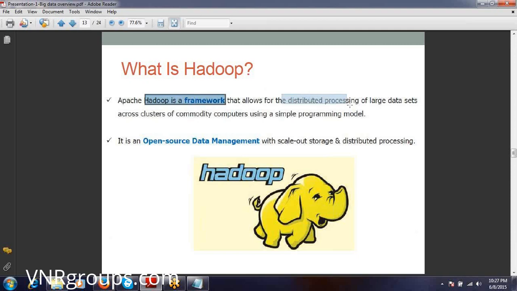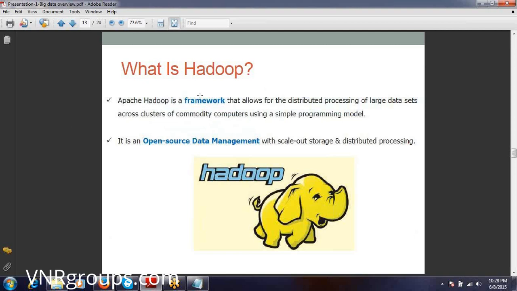And it allows for distributed processing. Distributed is nothing but we have already seen HDFS concept. Of large data set. As I told, Hadoop is mainly used for dealing with huge amount of data across clusters of commodity computers. Commodity is nothing but low-end machines like our laptops and desktops. We are not investing more money here. Using a simple programming model that is nothing but MapReduce. Using the MapReduce program, we are just going to analyze the data.